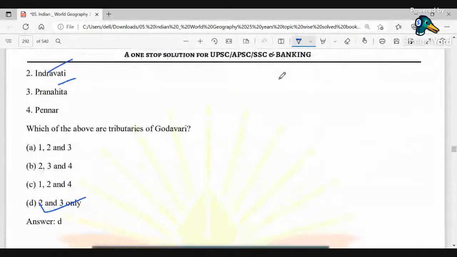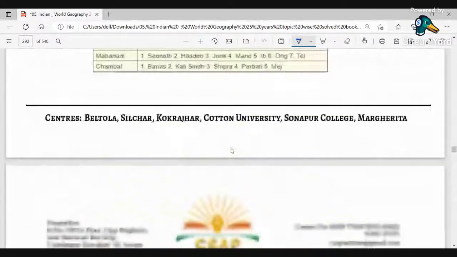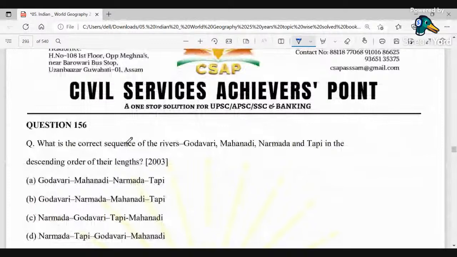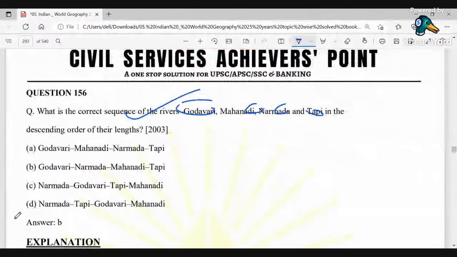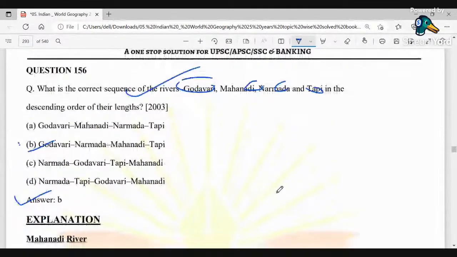Coming to the next one, which is the correct sequence of the rivers Godavari, Mahanadi, Narmada, and Tapi? So, obviously, here the correct answer is B. That is Godavari, Narmada, Mahanadi, and Tapi is the correct sequence of the rivers in descending order of their respective lengths. Okay. So, largely we can see Godavari, then Narmada, then Mahanadi, and lastly it's Tapi. Okay. So, you have got the explanations part over here.